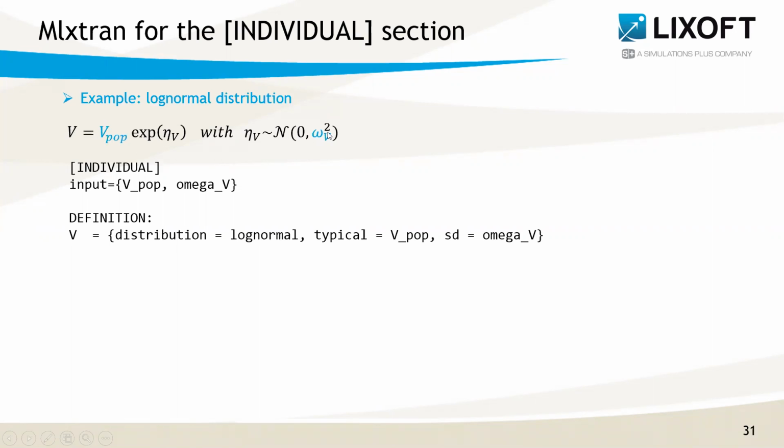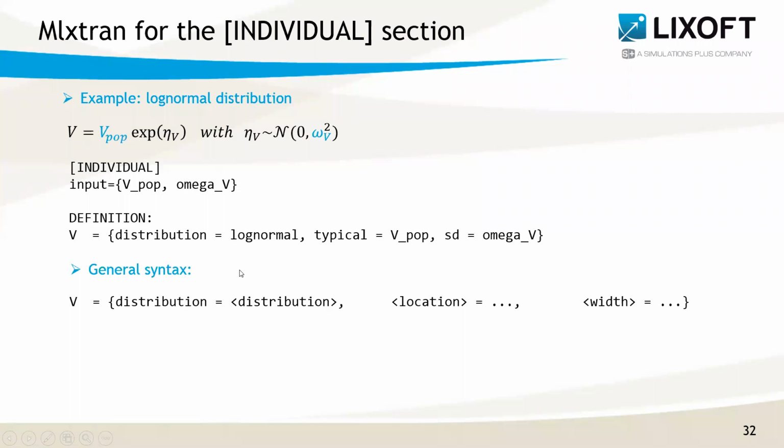If I want to write this using the mlxtran language, I will first start with an individual keyword to say I'm defining the parameter distribution, the inter-individual variability. Then in the input list, I list my population parameters, VPOP and omega V. Then I have a block definition where we define the distribution for the volume. The distribution is a log normal distribution with a typical value VPOP and a standard deviation of the random effects omega V. So that's the first example.